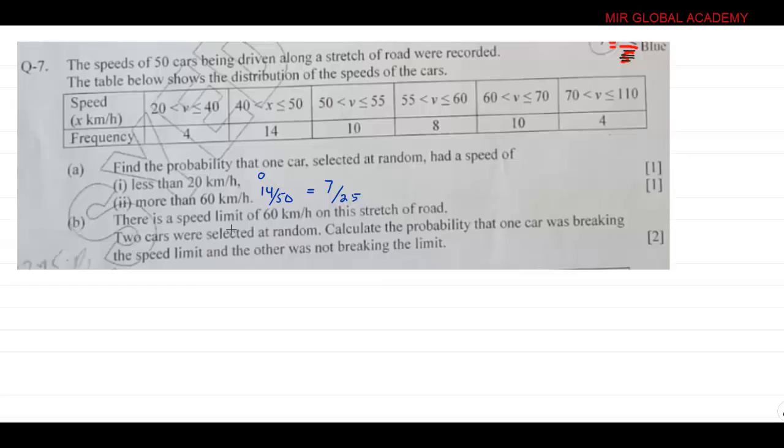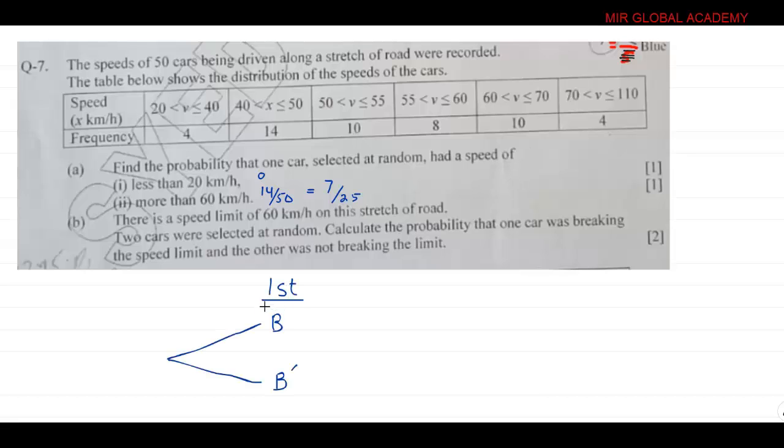There is a speed limit of 60 km per hour on this stretch of road. Two cars were selected at random. Calculate the probability that one car was breaking the speed limit and the other car was not breaking the limit. So we have to draw a probability tree diagram, and there are two possibilities: either the car will break the limit or not break the limit.